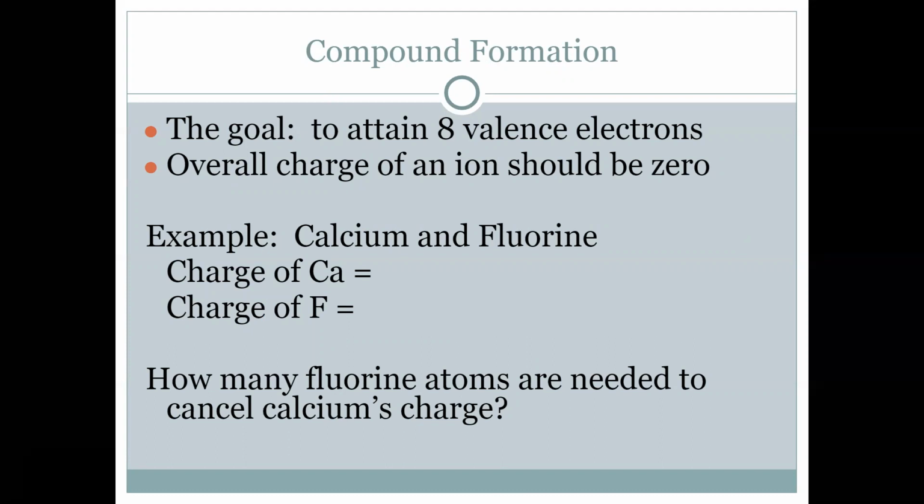The goal of chemical bonding is to, again, attain 8 valence electrons in outer shells of atoms. So the overall charge of your compound, sorry, this should say compound, not ion, the overall charge of that compound should be 0. So let's look at calcium and fluorine, okay? If you look on your periodic table, which you absolutely should have in front of you when I'm doing this lecture, you'll know that calcium is in group 2.